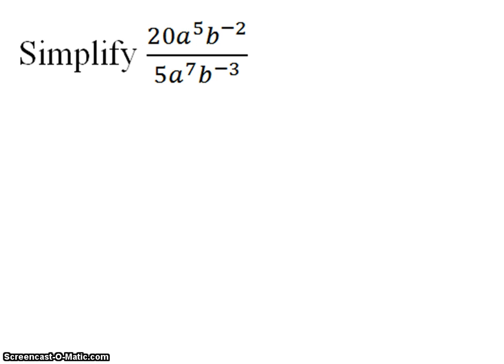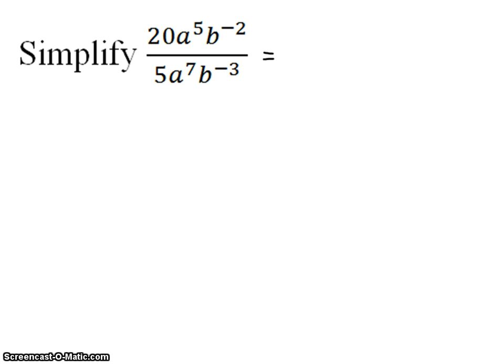Okay, another example. This is an example where I would simplify first and then deal with any negative exponents. So notice you have 20 a to the 5th b to the negative 2 in the numerator over 5 a to the 7th b to the negative 3 in the denominator.